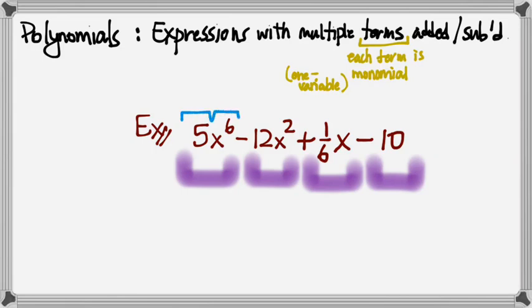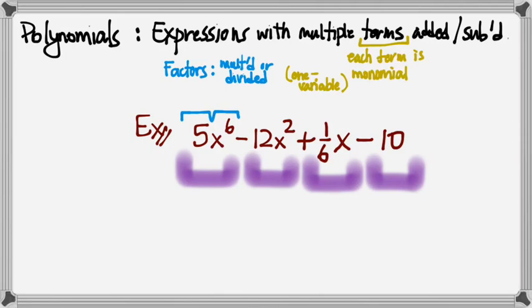This first term, 5x to the 6th. I can break that apart into two pieces, what we call factors. So when I use the word terms, terms means that we're adding or subtracting something together. When I use the word factor, what I mean is that things are being multiplied or divided together. Multiplied or divided.